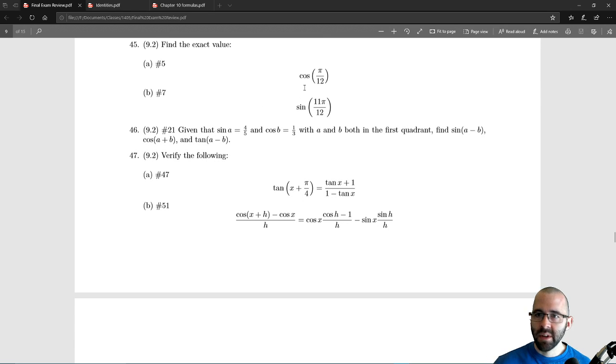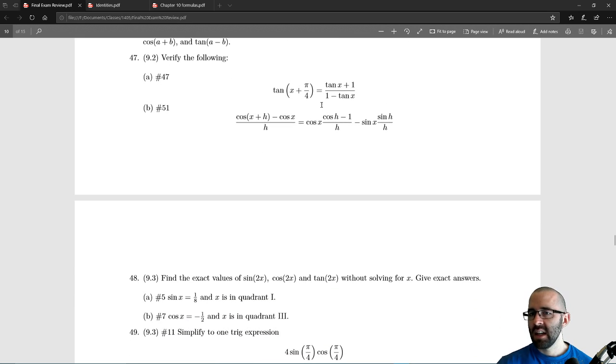Find exact value. You can use a half angle formula. You can use angle difference. Be careful to identify what is your theta when you're using the formula and write that formula down that you're using. Again, more verification problems. Here you could use angle sum on the left. Probably what I would do. Angle sum on the left-hand side. You could also try to simplify the right-hand side somehow.